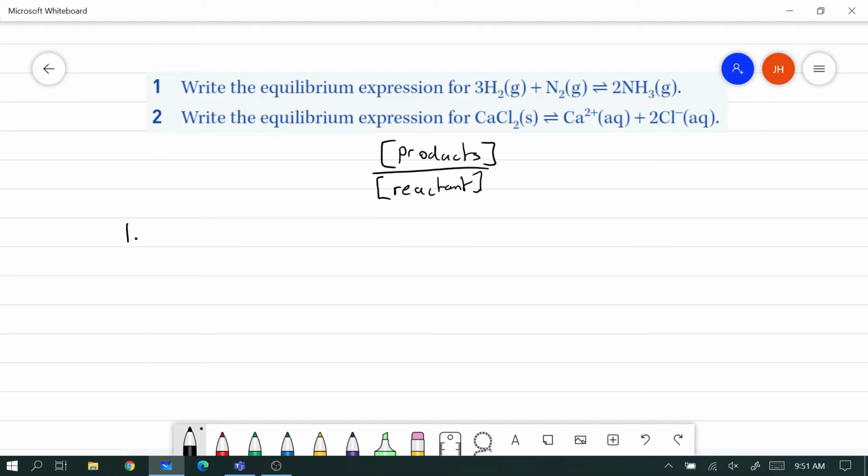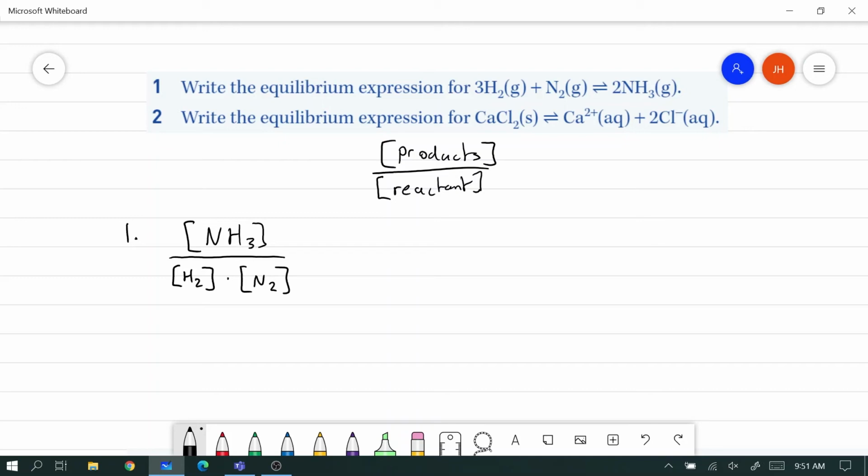So I'm going to look at my products first. I've only got one, and that's the ammonia, NH3, so I'm just going to write that down. And then underneath, I'm going to write down my reactant, so hydrogen gas, H2, and that's going to be multiplied. I'm just going to put a dot for multiplication. That's going to be multiplied by the concentration of the nitrogen gas, N2.